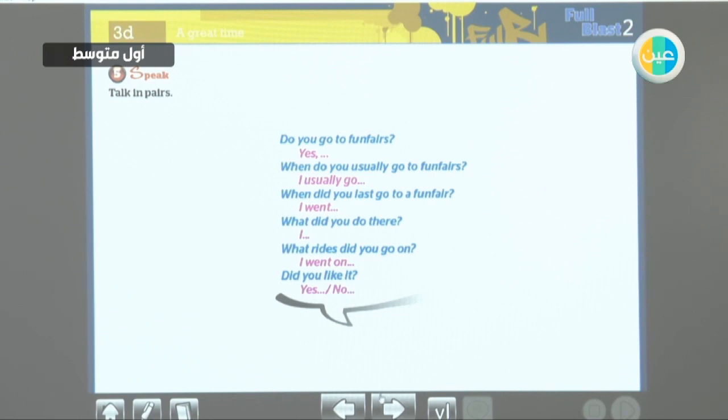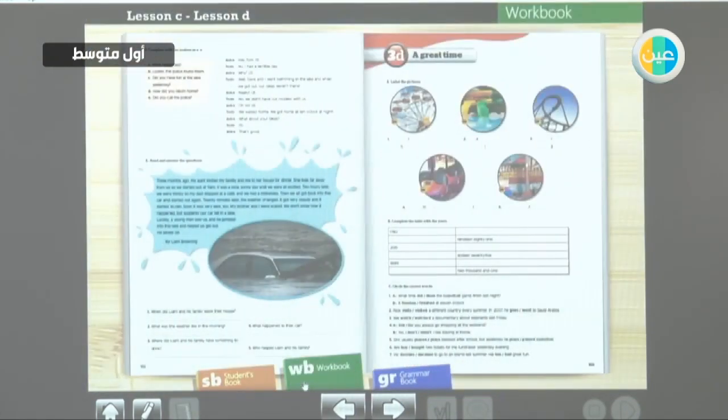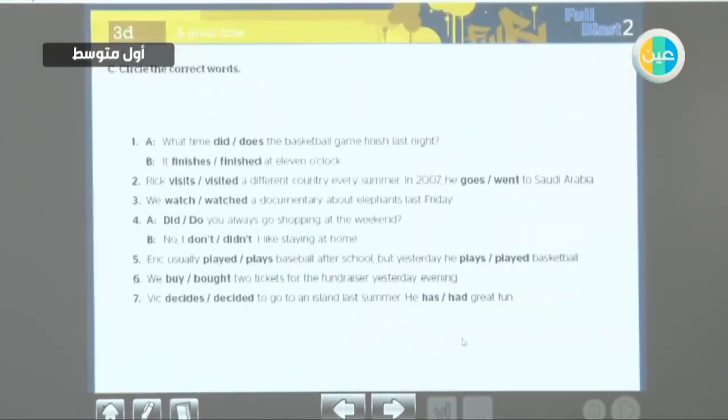Okay? Now let's move to the workbook, which is on page, I think, 103, yes. Circle the correct words.